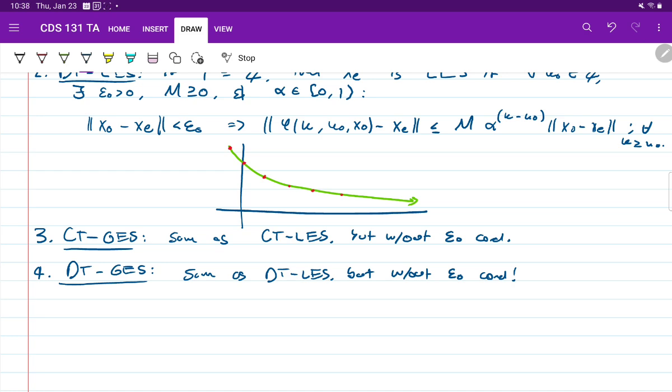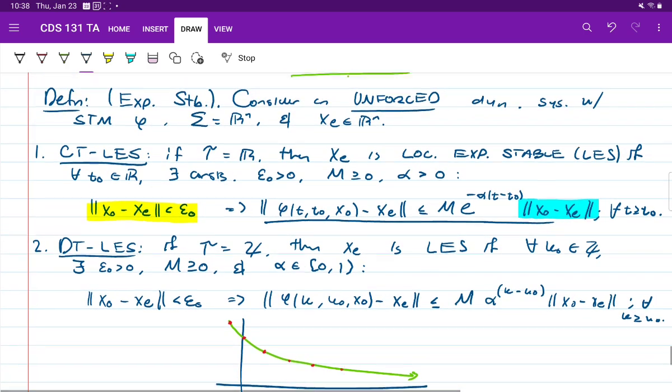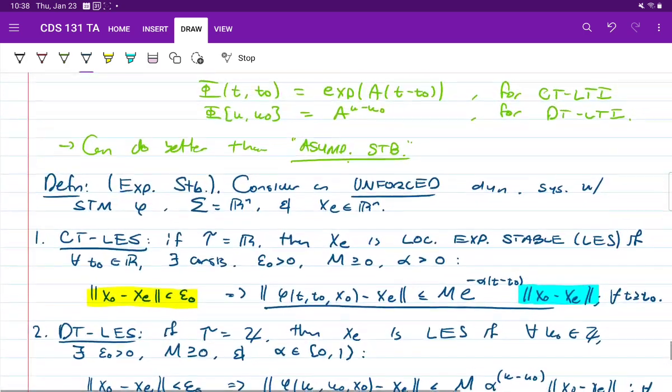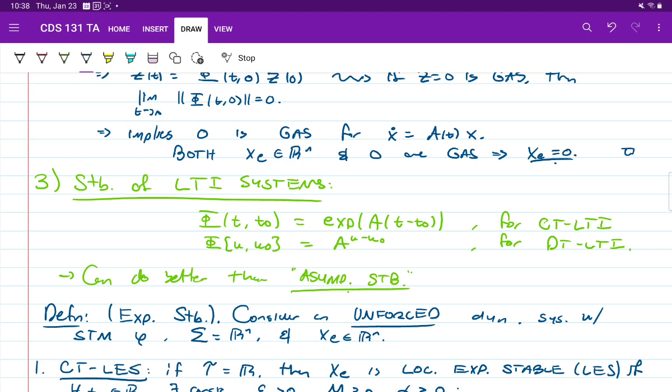So what are we going to do now? Well, we've laid out these nice definitions for local exponential stability and global exponential stability. What I'm going to spend the remainder of this lecture doing is giving you a sketch proof of how we can characterize continuous time local exponential stability and global exponential stability using the eigenvalues of the A matrix. Okay?